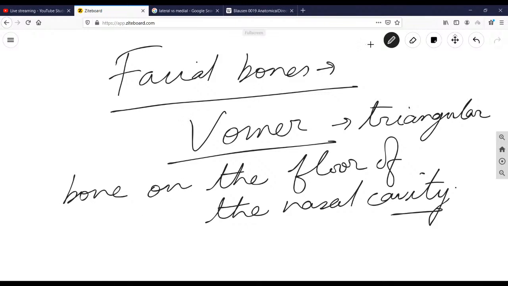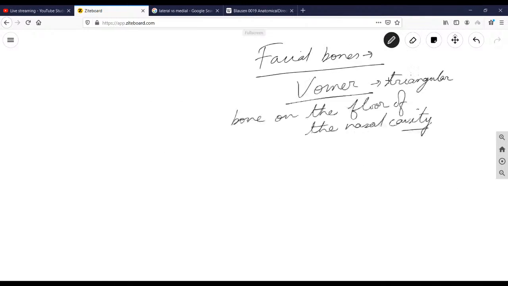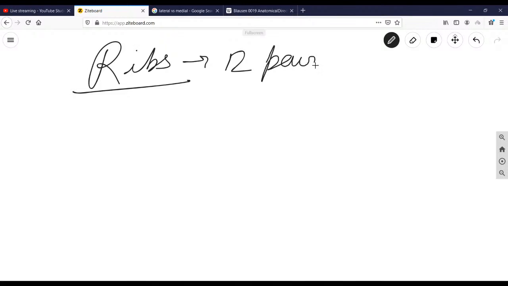So we'll conclude with ribs, and next class we will talk a little bit about what a slip disc is. You might have heard of slip disc and some injuries. We'll talk about it, finish this chapter and start the next chapter in the next class. The ribs are the last part as far as your NCERT syllabus is concerned. So you have 12 pairs of ribs, given in detail in your NCERT.